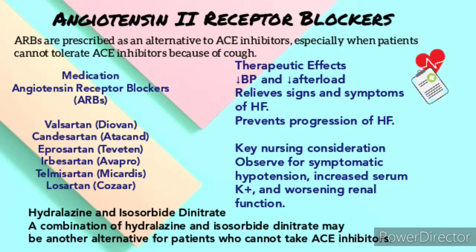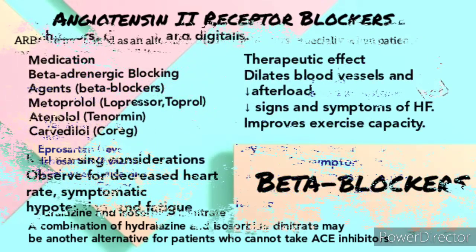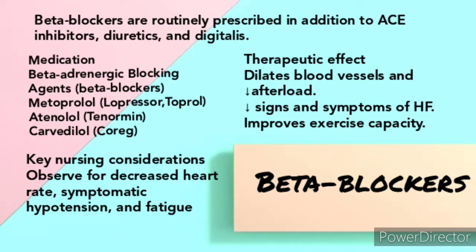Hydralazine and isosorbide dinitrate. A combination of hydralazine and isosorbide dinitrate may be another alternative for patients who cannot take ACE inhibitors. Next are the beta blockers. Beta blockers are routinely prescribed in addition to ACE inhibitors, diuretics, and digitalis. The medications under beta adrenergic blocking agents are metoprolol, atenolol, and carvedilol. The therapeutic effects of beta blockers are that they dilate blood vessels and decrease afterload, decrease the signs and symptoms of HF, and improve exercise capacity. The key nursing considerations are to observe for decreased heart rate, symptomatic hypotension, and fatigue.